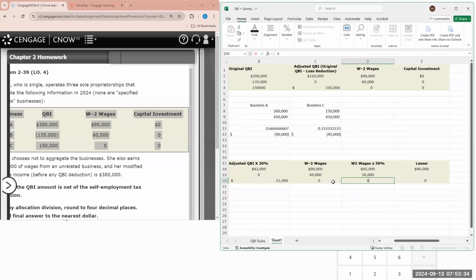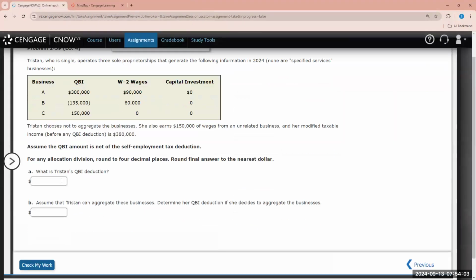So now we compare the two. What is the lesser of the two? For business A, 42,000 versus 45,000. 42,000 is the lesser of the two. For business B, 0 versus 30,000. 0 is the lesser of the two. And the same thing applies for business C, 21,000 versus 0. So therefore, the QBI deduction is 42,000.